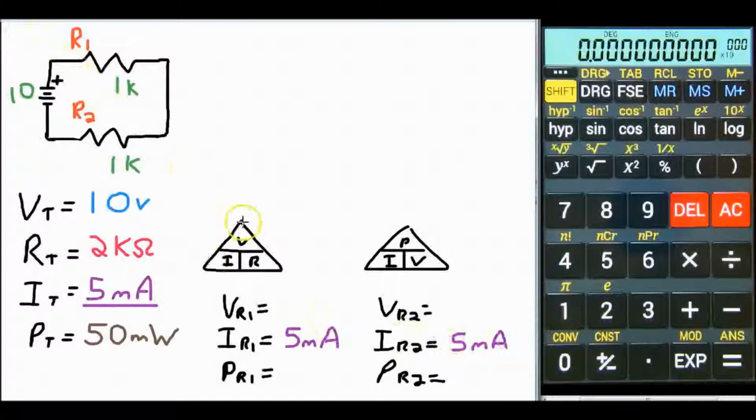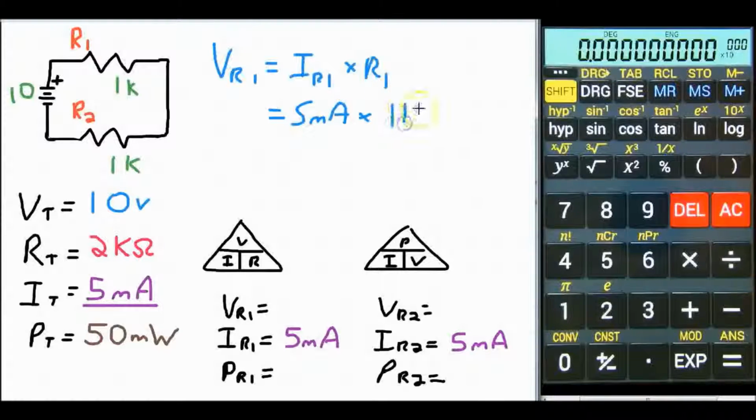Now, using Ohm's law, we want to find voltage. And if I cover up voltage, we find that we can find the voltage across the resistor as current times resistance. So, VR1 is equal to the current, which is going to be 5 milliamps, times the resistance. So we put 5 milliamps times 1 k ohm.